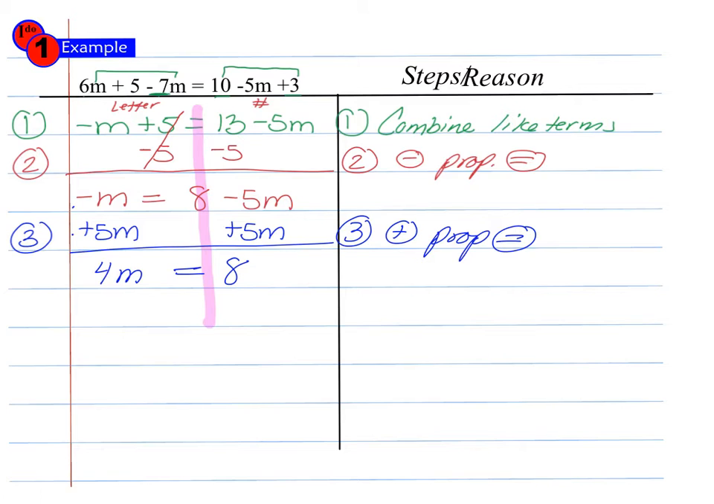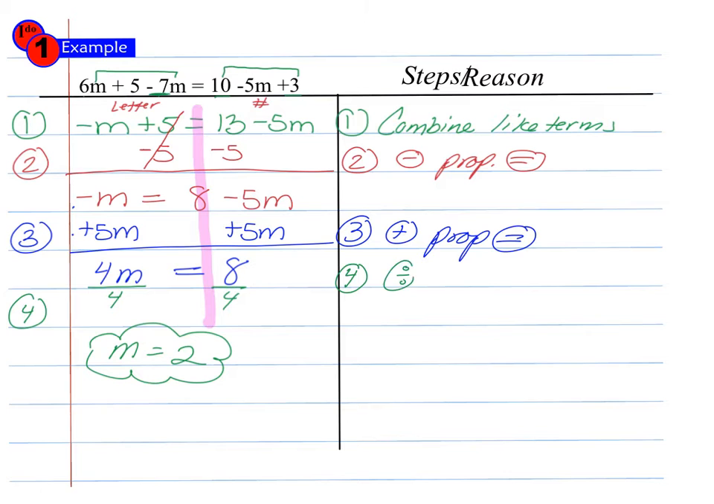And the last step is step 4, which is I need to get rid of that 4. So I'm going to divide both sides by 4, and I'm going to get that m is positive 2. And since I divided both sides by 4, it's going to be the division property of equality.